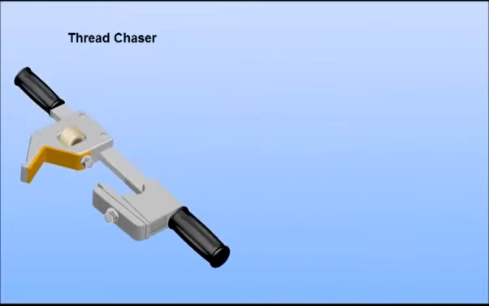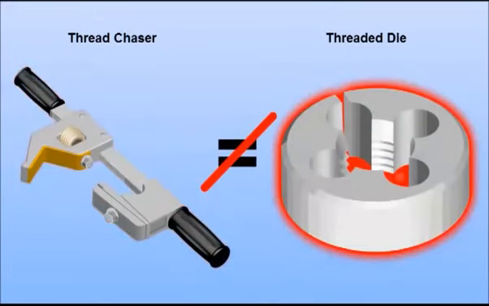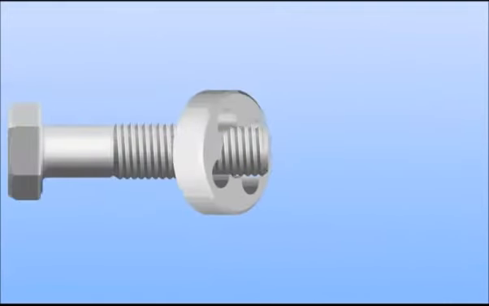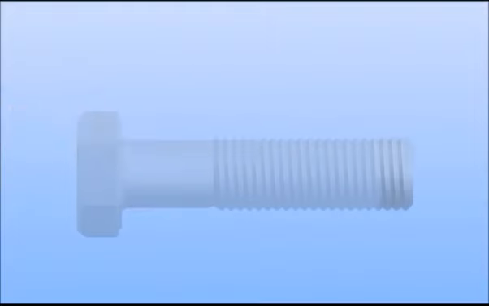Do not confuse a thread chaser for a thread die. Chasers are used for cleaning threads. Dies are used to cut new threads on a length of straight rod. Using a die on a threaded fastener will remove material from the threads and weaken the fastener.